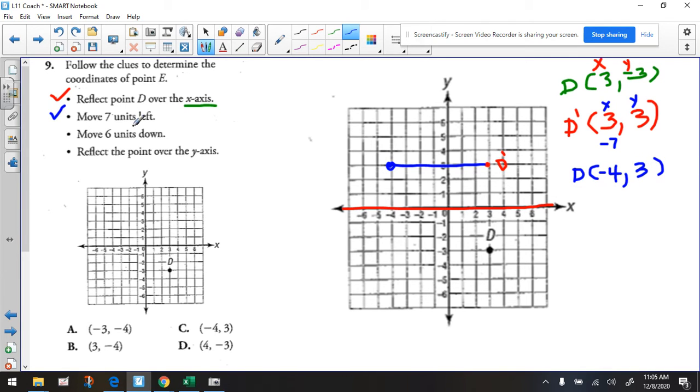Next bullet point says move 6 units down. Now 6 units down, that's a y-axis thing, right? Up and down is a y-axis. So that means if this is the y, we have to subtract 6 from that, or that's the same thing as adding a negative 6. Now if we think what's a 3 and a negative 6 combine out to be, we should get the answer that way, but let's count. 1, 2, 3, 4, 5, 6.